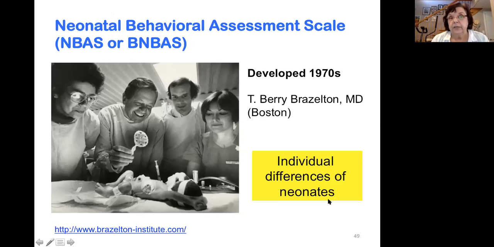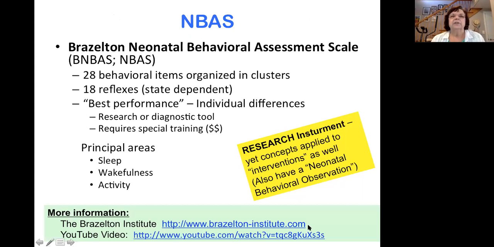Then the Brazelton Neonatal Behavioral Assessment Scale. This is T. Barry Brazelton, who died a couple of years ago, at 90 plus years. He has a neurologic exam that he did, looked at individual differences in neonates, 28 behavioral items, a whole host of reflexes. You can find more information.